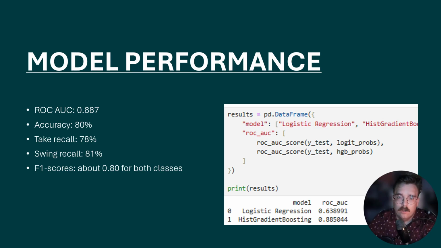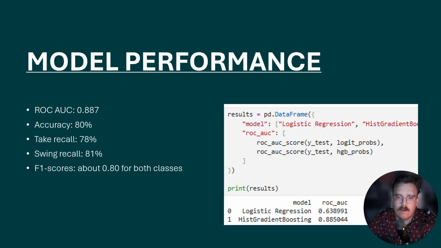The ROC-AUC was 0.885, which means the model showed strong ability to distinguish swing pitches from take pitches. In practical terms, that means the model was very good at assigning higher swing probabilities to actual swing pitches than to actual take pitches.